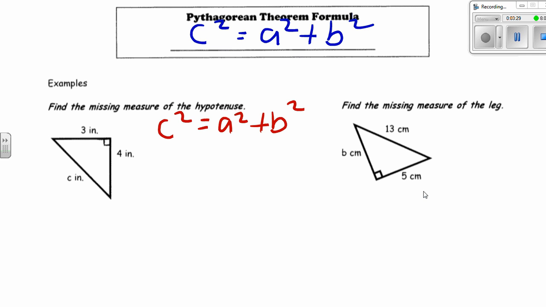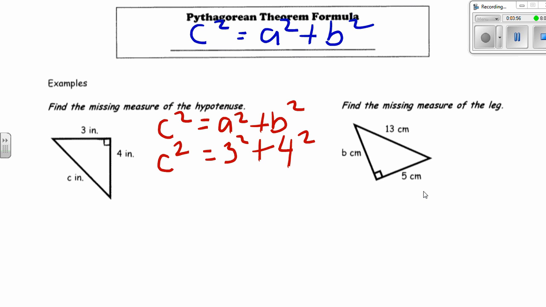Then all we're going to do is plug in everything. It's just like an equation. Again, c usually represents our hypotenuse. We don't know what c is, so we're going to leave that as c squared. Now for a squared, a typically represents the smaller leg. So if I'm looking at 3 and 4, 3 is the smallest one. So we're going to have 3 squared plus b, which in this case would be 4 squared.